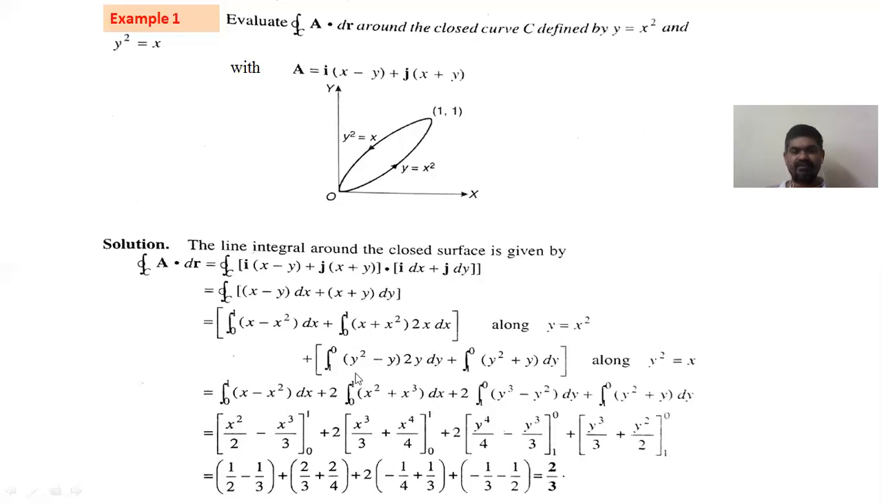Coming to the third term, y square into 2y, take 2 out, y cube, and the integration of y cube is y to the power of 4 by 4. Coming to this, minus y into y, that is minus y square, whose integration is minus y cube by 3. It is multiplied with 2 because 2 is there. Next, for the last term, y square's integration is y cube by 3 plus y square by 2, limits 1 to 0. Just substitute all the values and limits, and do simple addition and subtraction. After that you get 2 by 3.